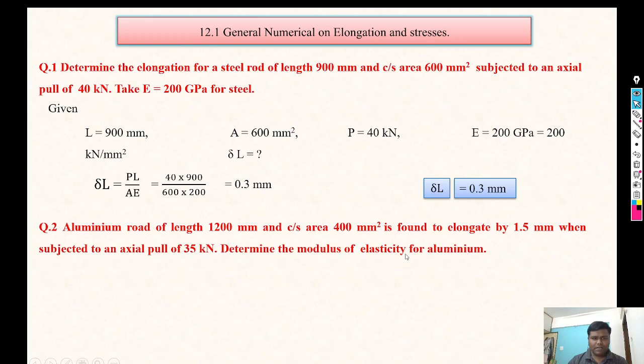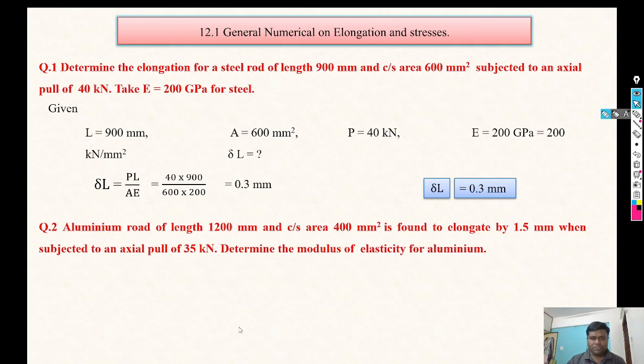Second numerical: the aluminum rod of length 1200 mm and cross section area 400 mm square is found to elongate by 1.5 mm when subjected to an axial pull of 35 kilonewton. Determine the modulus of elasticity for aluminum. Now see the difference between these two numericals. Here we required change in length, but now we require the modulus of elasticity E. The formula is the same, only the given data and the required output are different.